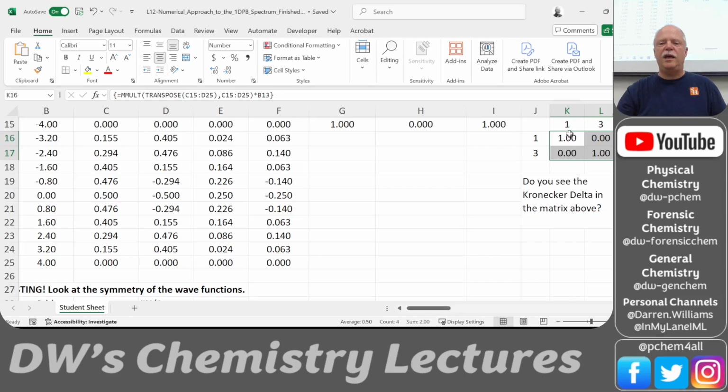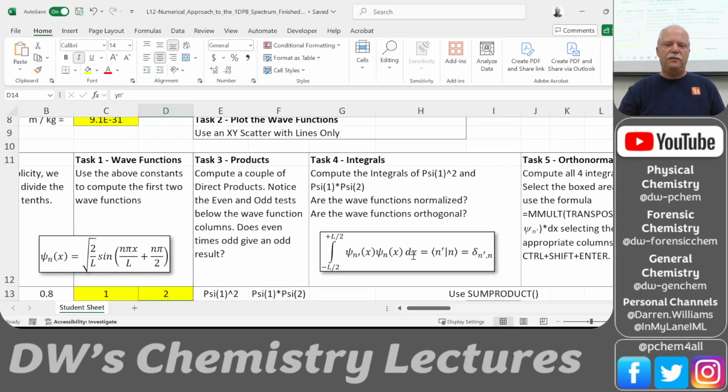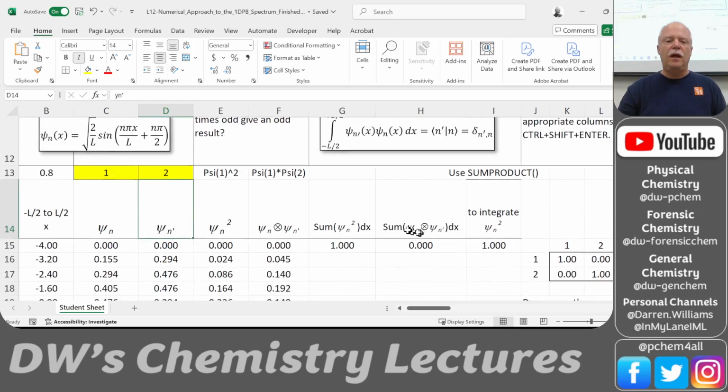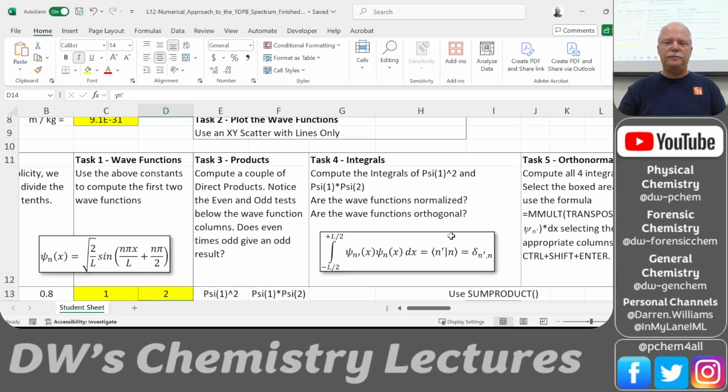When the n is equal to n prime, the integral is 1. When n is not equal to n prime, the integral is 0. You can change this around. You could put 2 here, and you still see the same result. So the first 5 tasks are just the wave functions and showing that they're orthogonal and normal. So our normalization constant of the square root of 2 over L is working. It's normalized all of our wave functions. And so that's just working with the wave functions and introducing numerical integration.